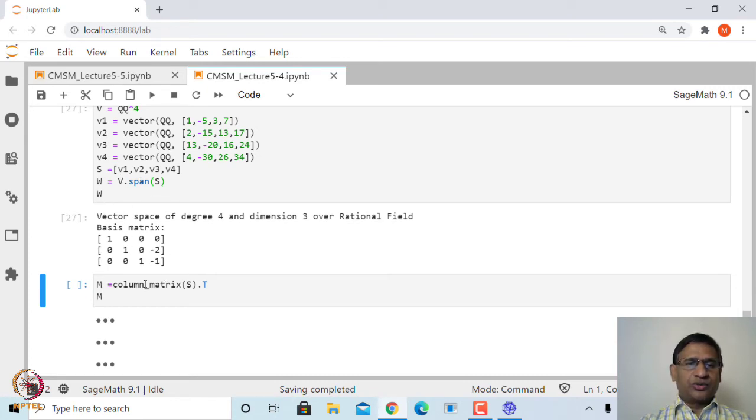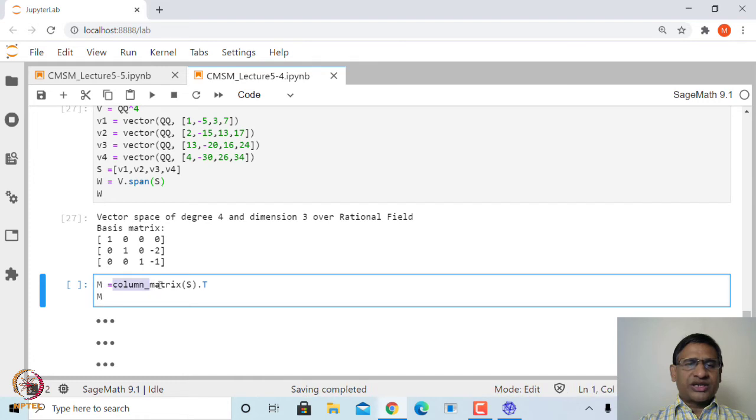That's what you need to do. So how do I generate a row matrix? There is no row matrix, but you can generate a column matrix. So if I say column_matrix of S, this M will become a column matrix, and then take the transpose of this.